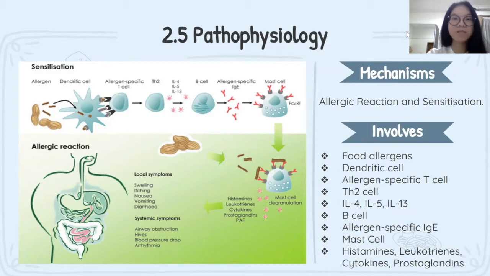Next I will explain about the pathophysiology of food allergy. Food allergy can be categorized into two groups, namely IgE-mediated and non-IgE-mediated. But the most common food allergy comes from the IgE-mediated group. IgE-mediated food allergy is the result of a loss of integrity in the main component of the immune system that maintains a state of tolerance and prevents food antigens from being recognized as pathogens.